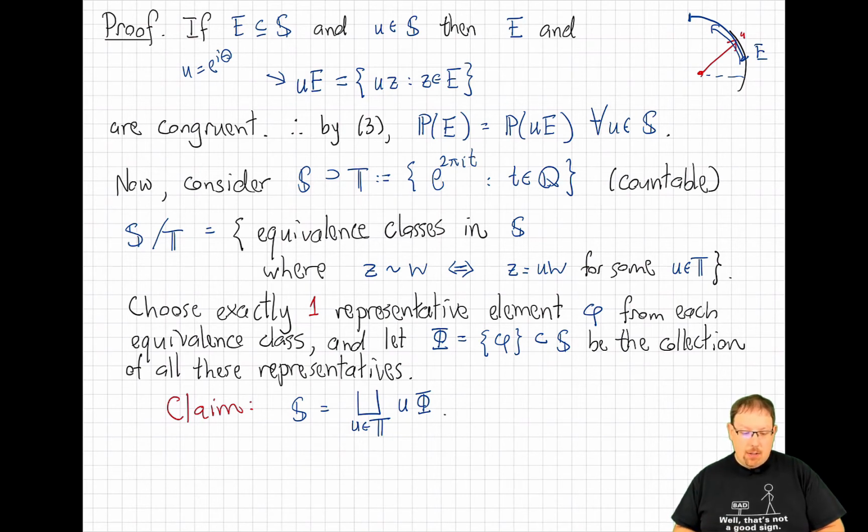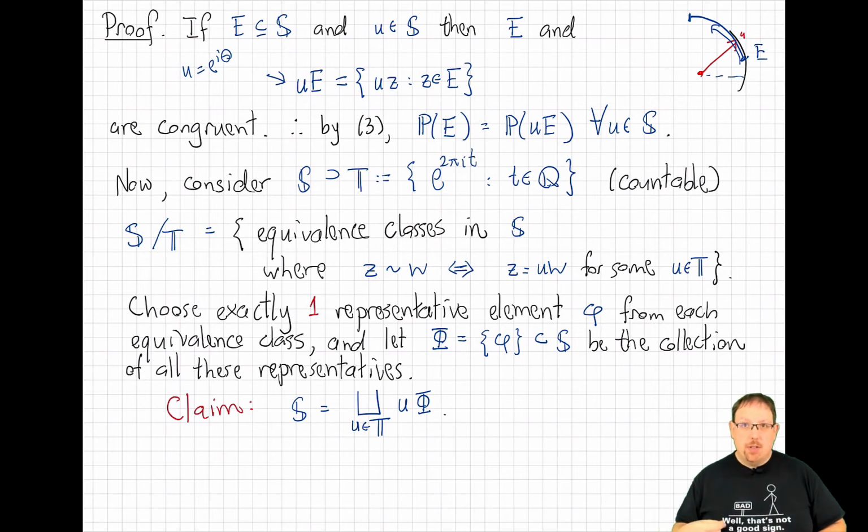And now what I want to do is take the quotient of the circle by this equivalence relation, which means that I'm considering the set of all equivalence classes of points in the circle according to that equivalence relation. Two points are in the same equivalence class if they are rational angle multiples of each other, and they're not if the angle between them is not a rational multiple of 2 pi. Okay. Great, so I have this set of equivalence classes.